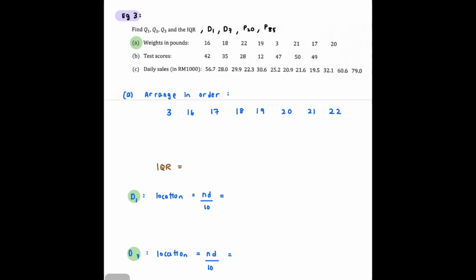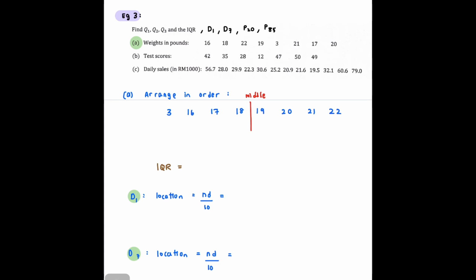So the question asks to find the quartile first. Okay, how do you find the quartile? First, divide the data into 2 equal parts, meaning that you find the middle point. So the middle point is here. This is your middle value. Meaning that the first half you have 4 raw data. The second half also you have 4 raw data.